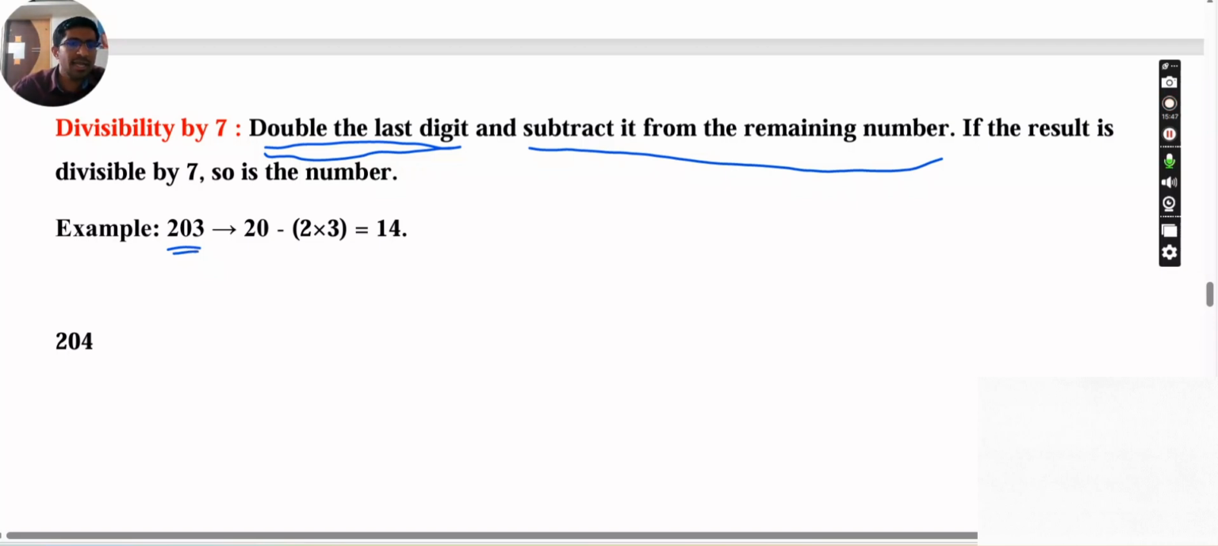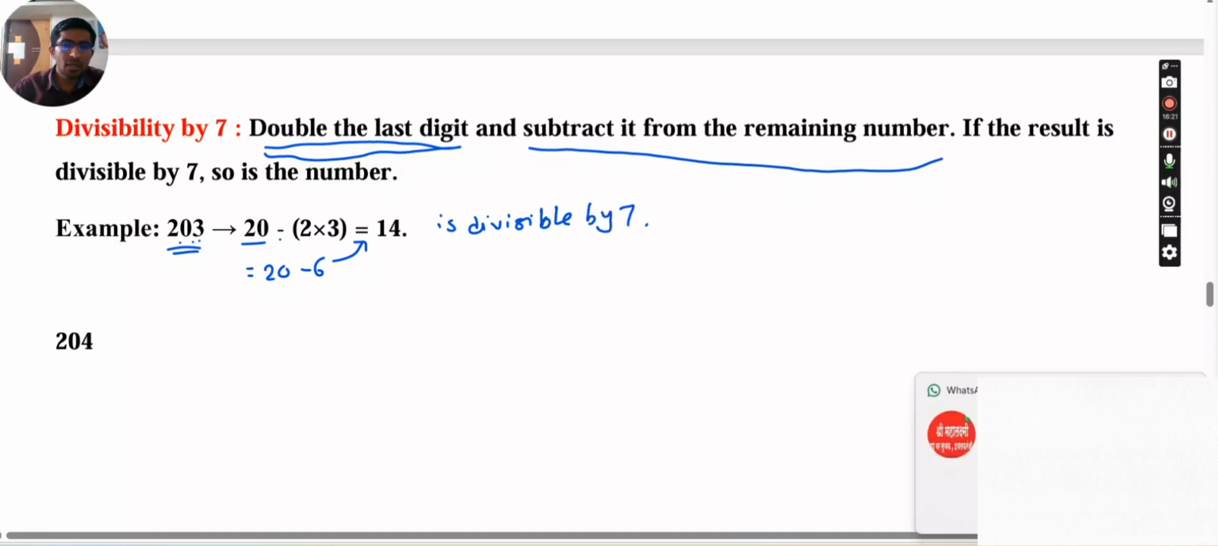Here the example we have taken is 203. In 203, the last digit is 3. So we have to double the 3 and subtract it from the remaining number, that is 20. So 20 minus double of 3, that is 2 into 3. So what is it coming? 20 minus 3 twos are 6. So it is coming 14. And as we know that 14 is present in the table of 7, so we can say 203 is divisible by 7.